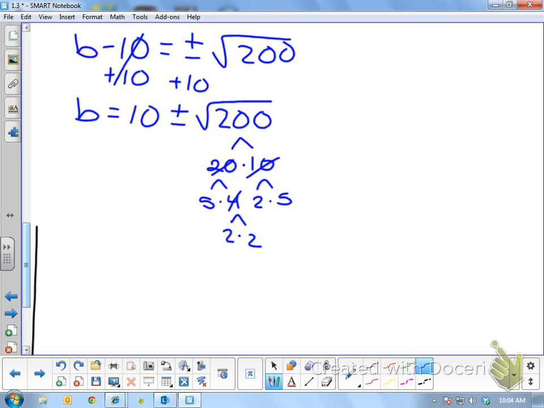So again, this process we've been doing a whole lot in first quarter. We did it the very first day you were here, and then we used it throughout the quarter. So we end up with 2 times 2 times 2 times 5 times 5. And what size groups am I looking for? 2.